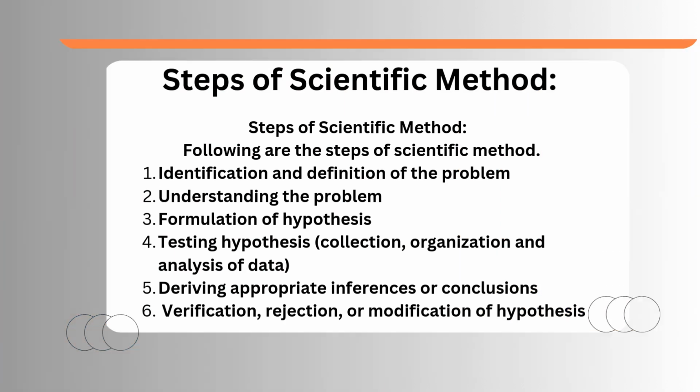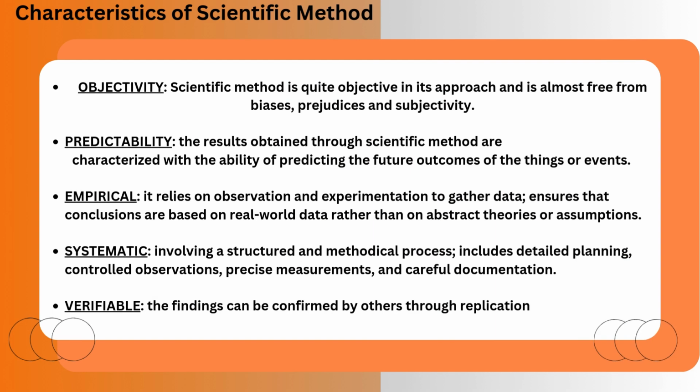Now let's see next. Characteristics of scientific method. It has 5 characteristics. The first one is objectivity, second one is predictability, next is empirical, and the fourth one is systematic and verifiable. So let's understand each of these characteristics with examples.